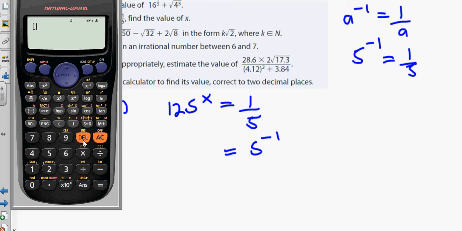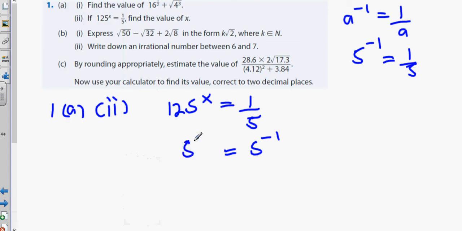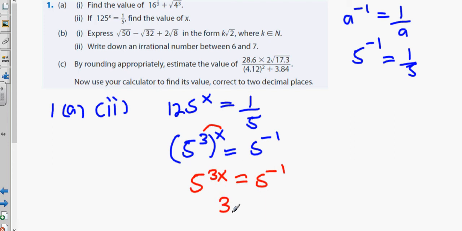Okay, so what you can do here is divide 125 by 5. That's once. Divide it again, that's twice. Divide it again, 3 times. So you have to multiply 5 three times by itself to make 125. Okay, so it's 5 to the power of 3, to the power of x. Now remember, the next rule is it's a power of a power, so you're going to get 5 to the power of 3x equals 5 to the power of minus 1. Because the base numbers are the same, you can say that now 3x equals minus 1. Bring the 3 underneath, x equals minus 1 over 3.